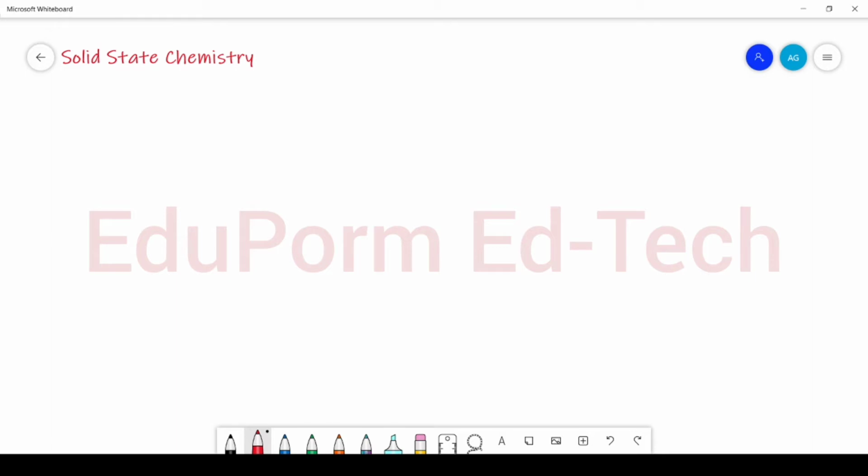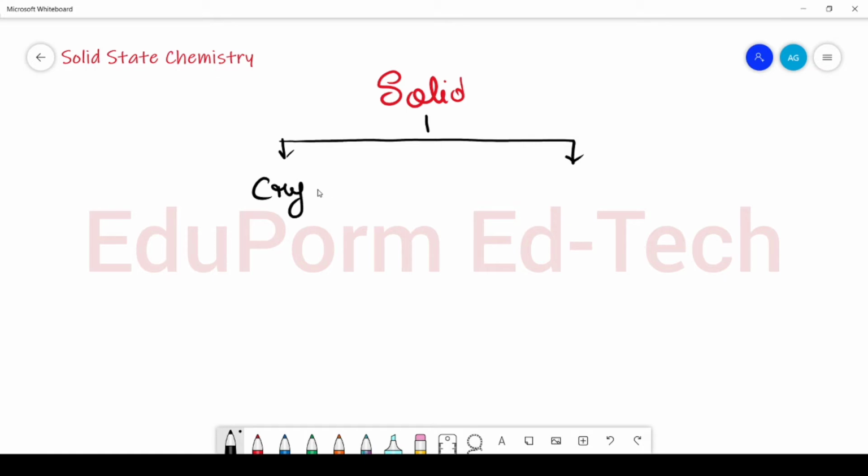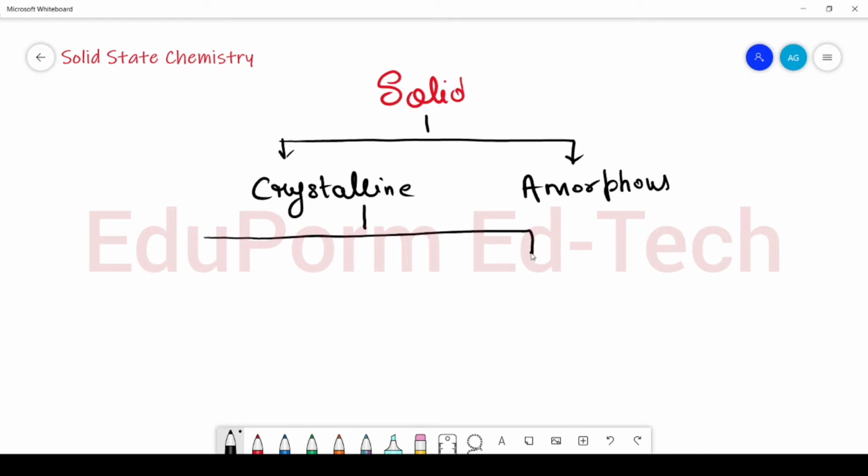Today in this lecture, we will study solid state chemistry and we will start by understanding the classification of the solids. The solids are classified into two broad categories. The first category is crystalline solid and the second broad category is the amorphous solids.